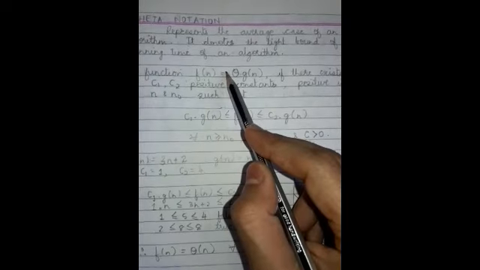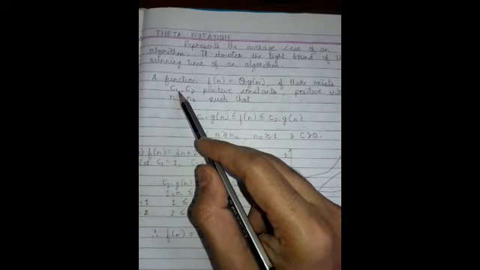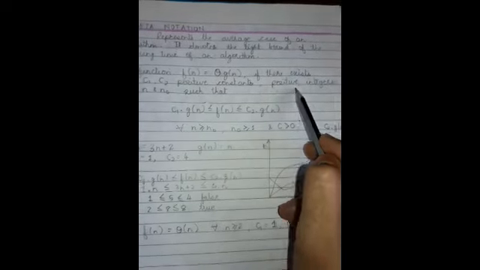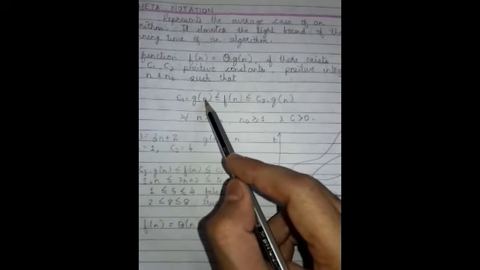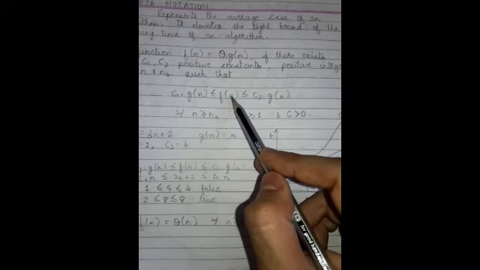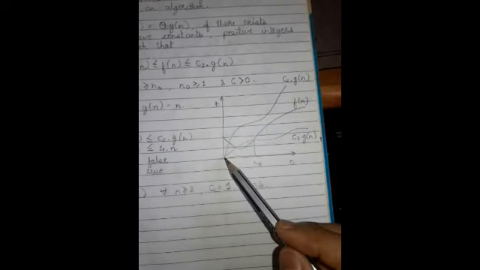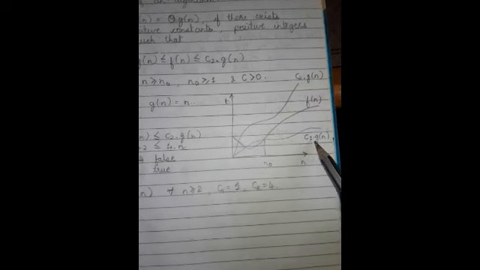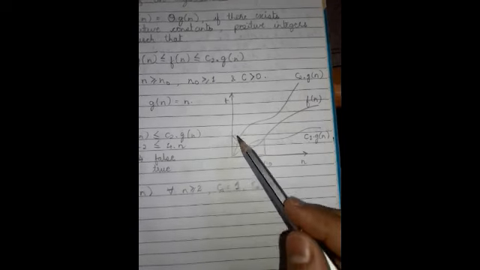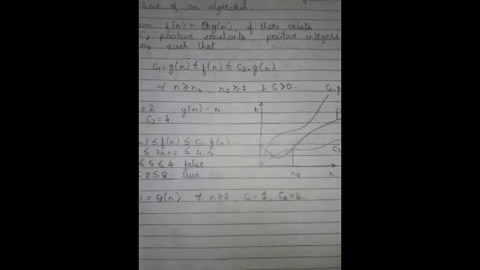A function f of n is equal to theta of g of n if there exist two positive constants c1 and c2, and positive integer n naught, such that c1 into g of n is less than or equal to f of n and f of n is less than or equal to c2 into g of n. So this f of n, as you can see here, is going to lie between these two functions, c1 into g of n and c2 into g of n. F of n is going to lie in between these two. So that is why it is called the average case.